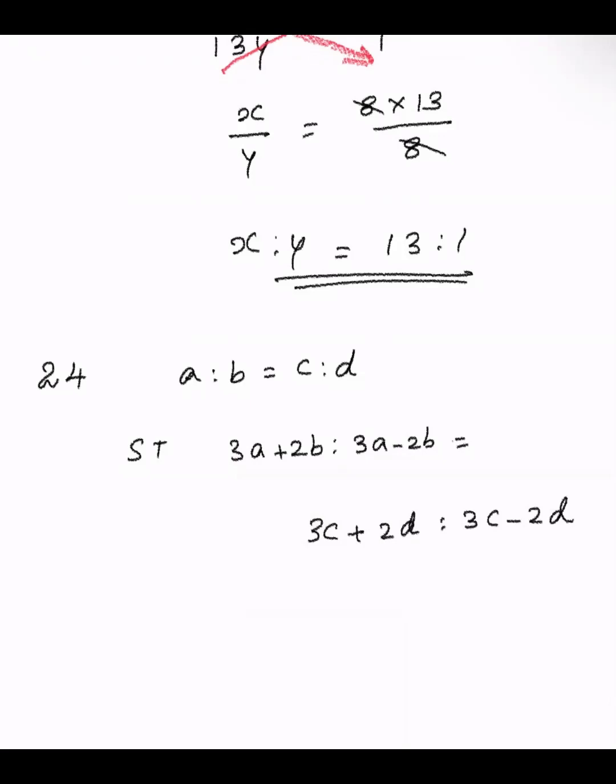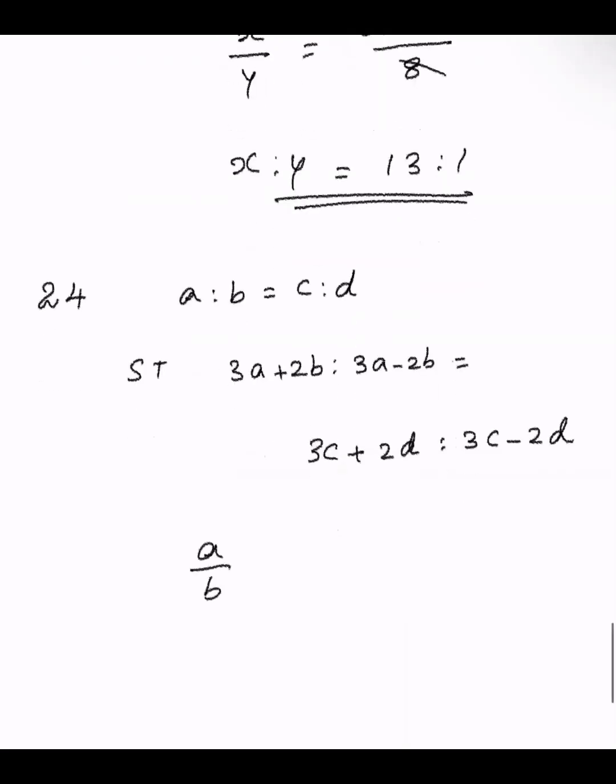Second approach is, in the last class, we learned something like A by B equal to C by D equal to K, A equal to BK, then C equal to DK, then substituting the value of A and C with BK and DK. Do you remember us doing this kind of problem in the last class? That approach will give you the answer, because this is a prove that or show that question.